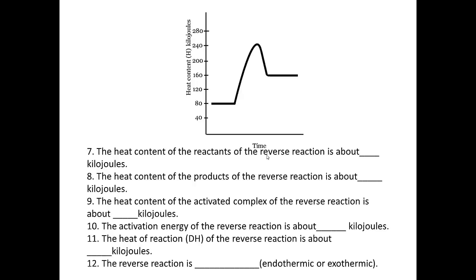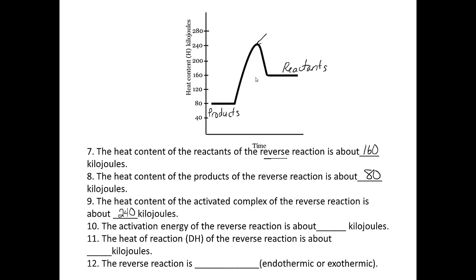Okay, let's look at the next questions. Now we're going to look at everything in the reverse. So in the reverse, all of a sudden these became my reactants. These became my products. So in the reverse reaction, the reactants are now sitting at 160 kilojoules. The products in the reverse are at 80 kilojoules. The heat at the activated complex doesn't change. Look at your reverse. The top of the hill doesn't change. So it is still at 240 kilojoules.